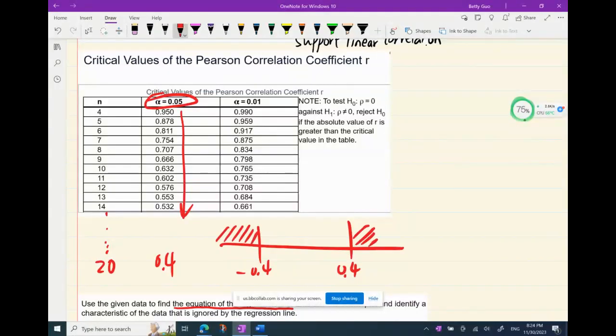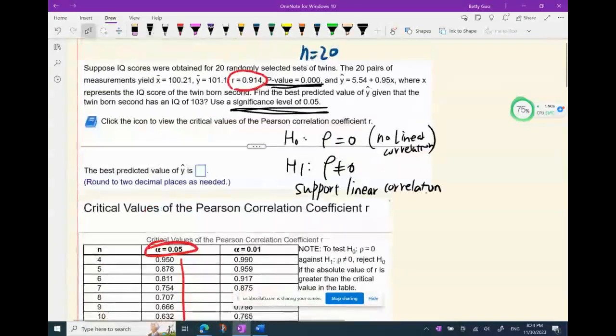Either way, our r value falls in the critical region. That means we're going to reject the null. We would have the same result when we apply the p-value method. Either way, we would reject the null and support that there is a linear correlation between the two variables.